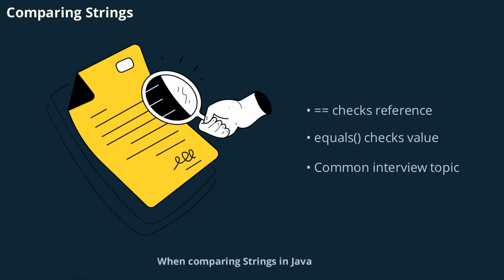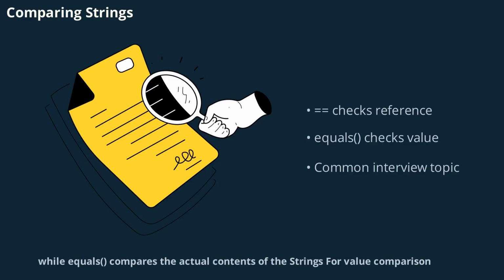When comparing strings in Java, you can use either the equals operator or the equals method. The equals operator checks if two references point to the same object, while equals compares the actual contents of the strings. For value comparison, always use equals. This distinction is a common source of confusion and a favorite interview question.